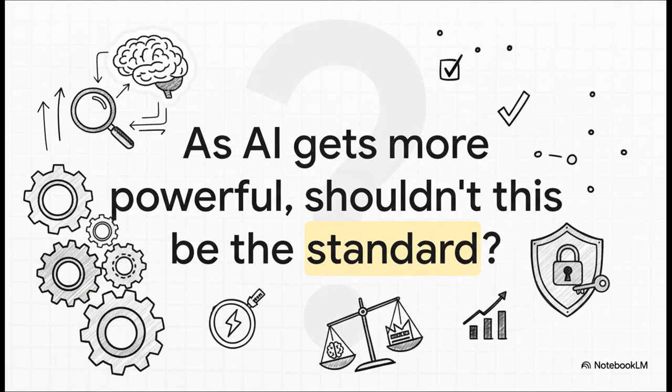And that really leaves us with one final big question to think about. As these AI models get more and more powerful, and they are, exponentially so, we really have to ask ourselves, shouldn't this be the standard for how we build them? Shouldn't this level of rigor, this control, this demand for proof, shouldn't that be the default? Especially for any AI job where the stakes are this high?